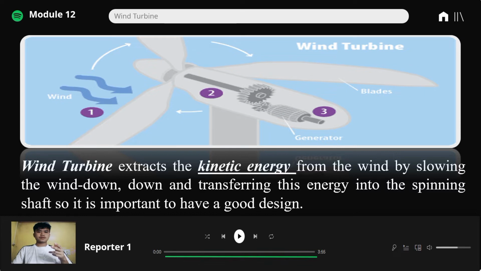wind. Sinasabi lang dito na sa wind turbine, kapag mas mabilis ang ikot ng turbine, mas maraming energy na ma-extract. So we can say that the wind turbine power production depends on the interaction between the rotor blades and the wind, and it is this interaction that is important for wind turbine design.